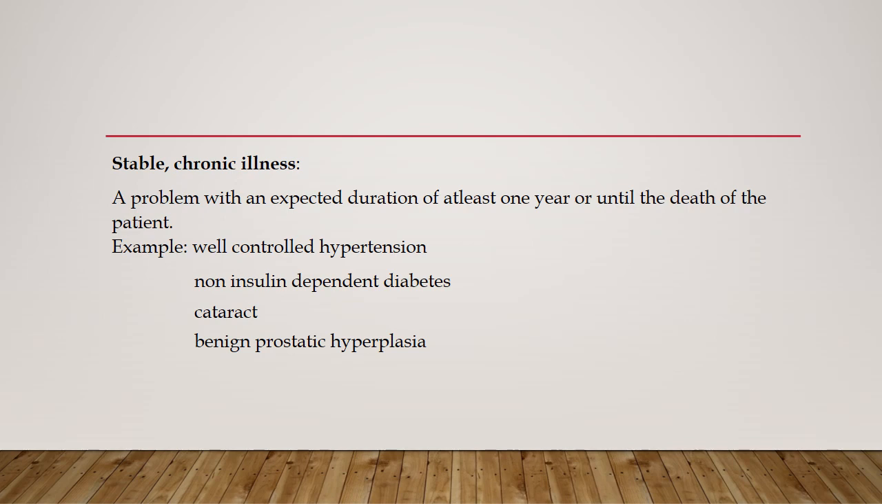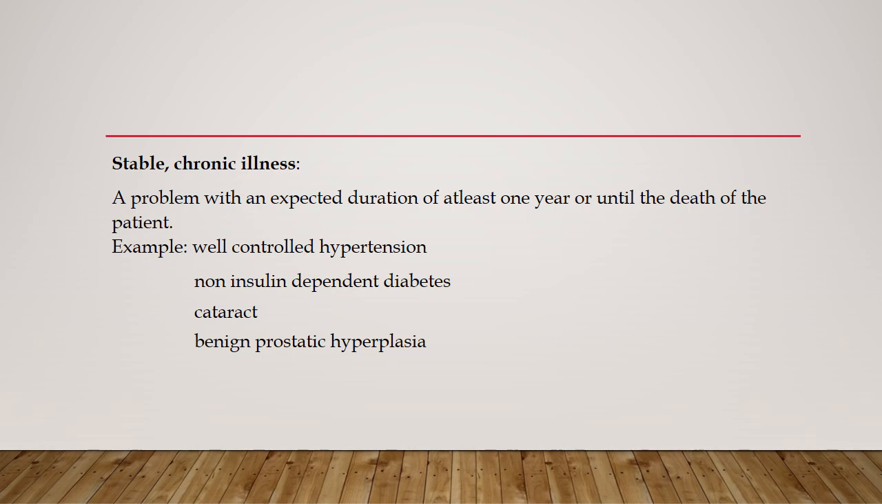Hypertension means increased blood pressure. So the patient is having increased blood pressure and he is taking medication for it, so that the hypertension is well controlled. It means it is a stable chronic illness. Similarly, non-insulin dependent diabetes, cataract and benign prostatic hyperplasia are some examples of stable chronic illness.